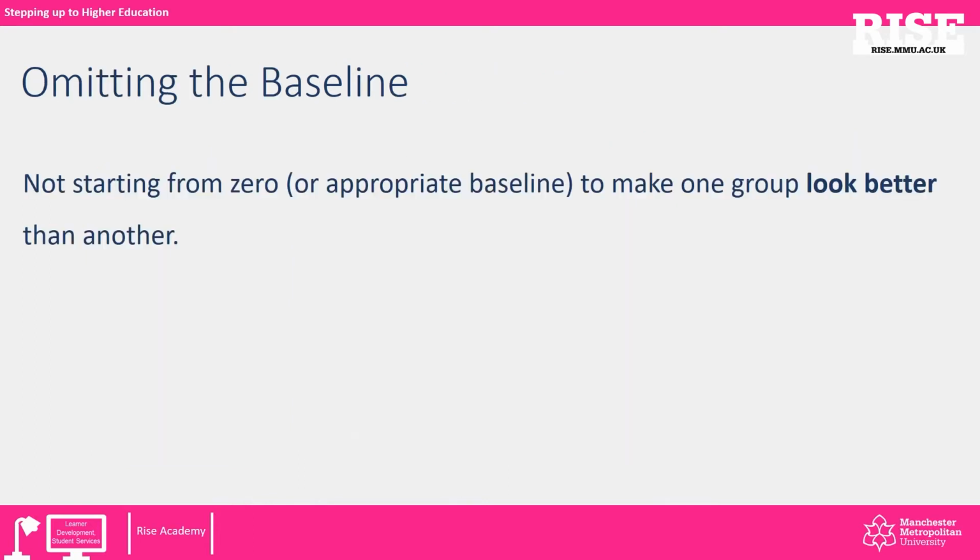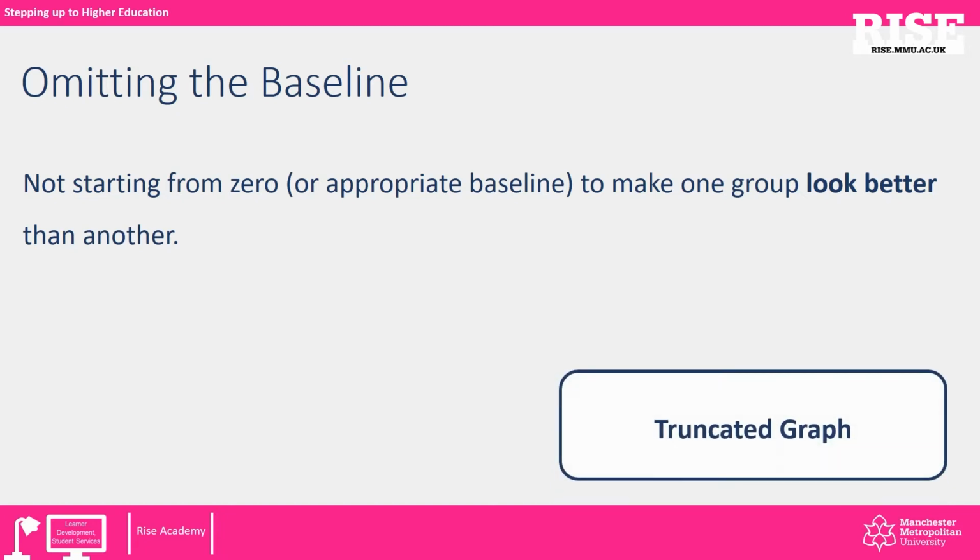First, let's look at omitting the baseline. This is where we're not starting from zero or an appropriate baseline for the context, and this is done to make one group look better than another. Omitting baselines is one of the most common ways data is manipulated in graphs. In the data visualization world, this is known as a truncated graph. Truncating graphs can make an occurrence that is not very significant look like a massive difference.